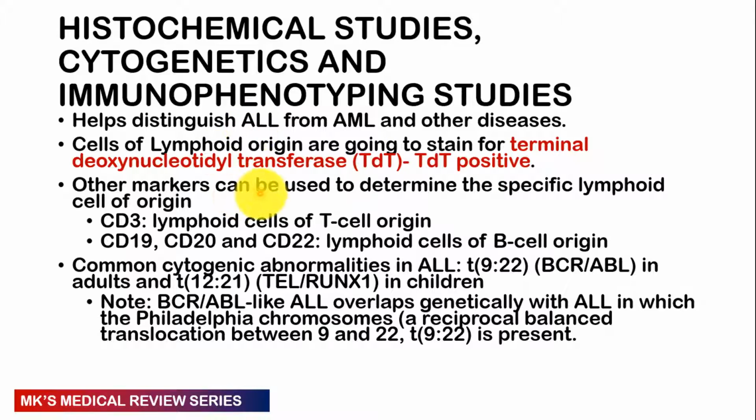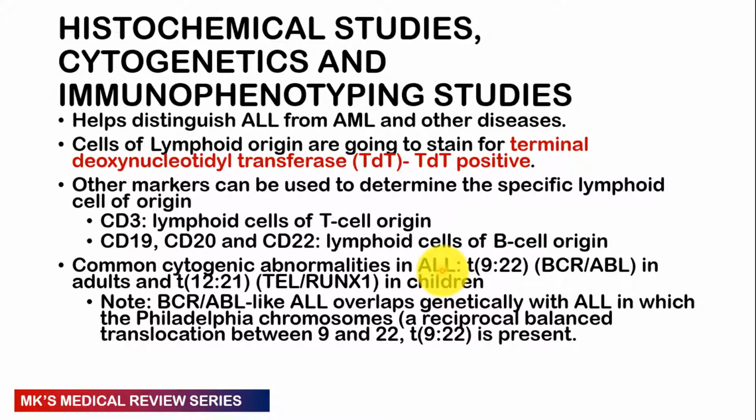Then you check also for other markers: CD3 that may point you towards cells that are of T origin, CD19, CD20, CD22, which may point you to what? B cell origin. You may also do certain tests to check if other abnormalities are present, such as a translocation from 9 to 22 involving the BCR and ABL gene in adults, as well as a translocation involving the 12th and the 21st chromosome, which is TEL and the RUNX1 gene. That's very, very common in children.